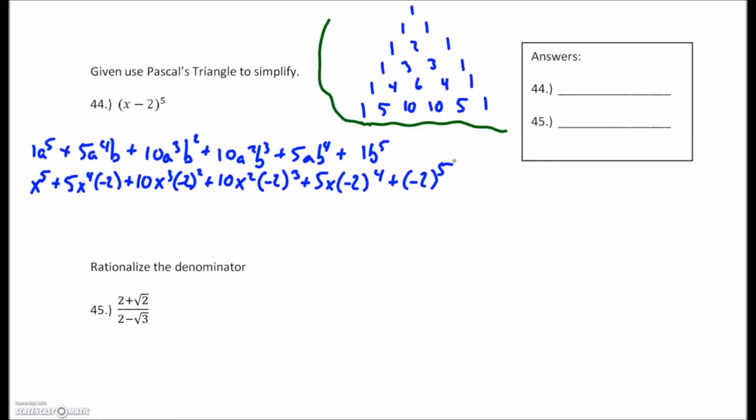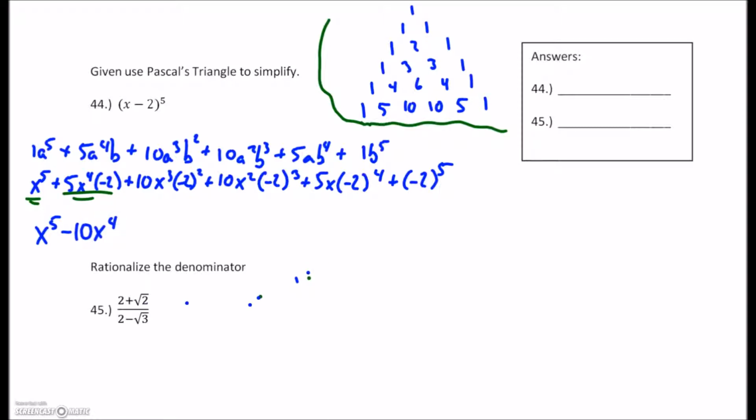And now from here, I just simplify each of these terms. So I look at each term individually and I simplify it. Like this term right here really doesn't do much in the way of simplification, so it just stays as x to the 5th. This next term, when you look at it, I've got a 5x to the 4th times a negative 2. That's going to be a negative 10x to the 4th.